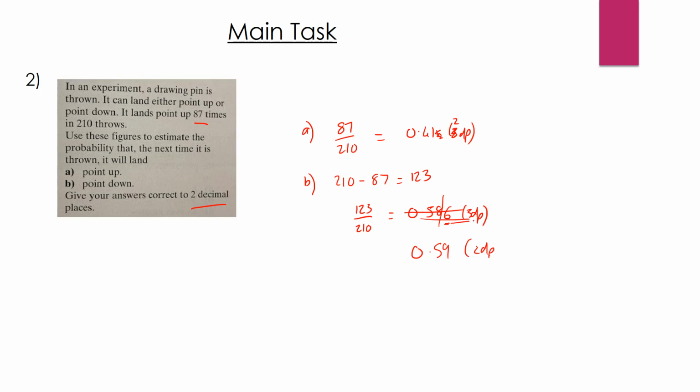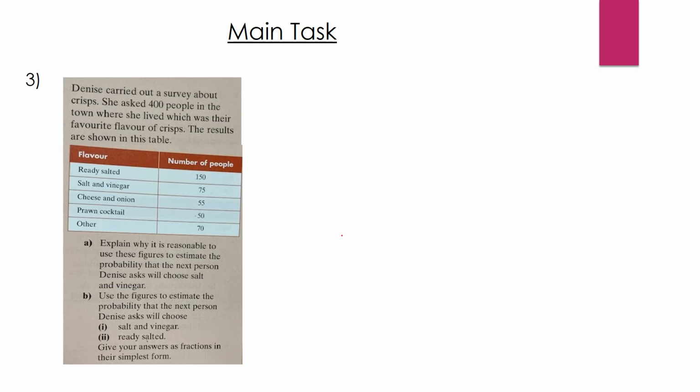Okay, just making sure we got the question read correctly there. And the third and final question, then, 400 people were surveyed about their favorite flavor of crisps. Explain why it's reasonable to use these figures to estimate the probability. Well, it's reasonable because at least there are enough trials in this case, over 100. That's the key figure, isn't it? Anything over 100.